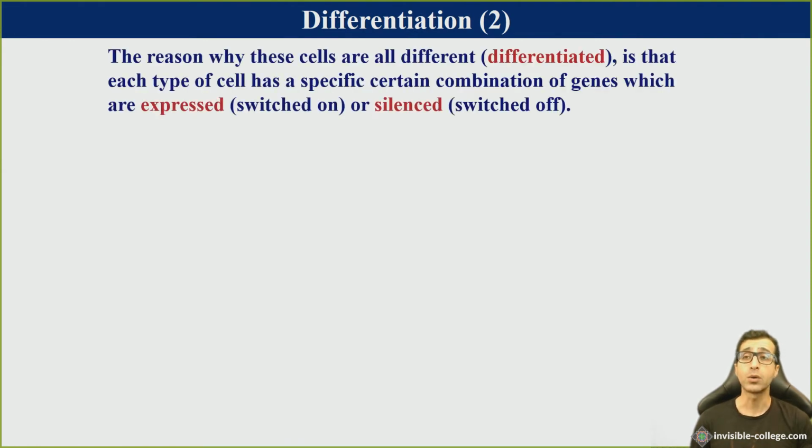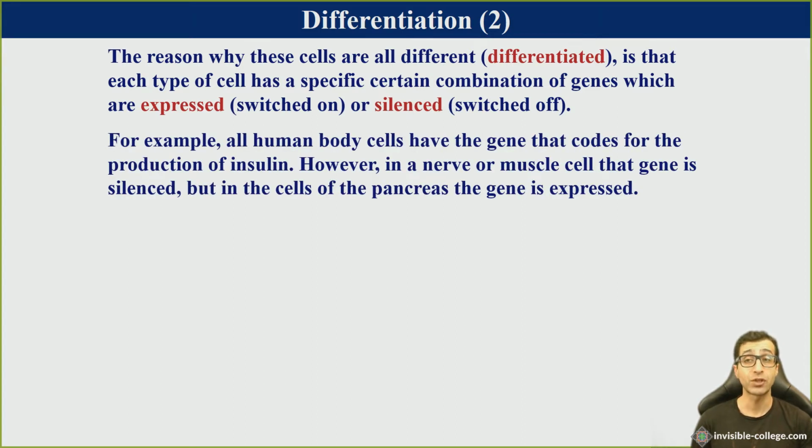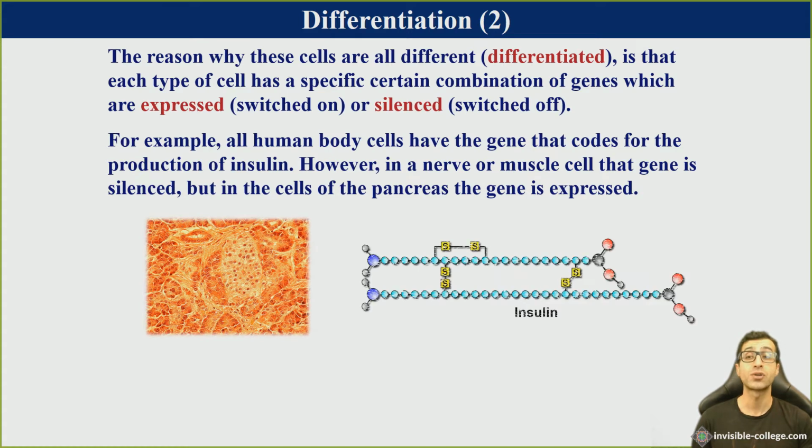Well, the reason why all of these cells are different, in other words, they are differentiated, is because each type of cell has a certain combination of genes which are expressed or switched on, and some others which are silenced or switched off. So for example, all human body cells have the genes which code for the production of insulin. However, in a nerve or a muscle cell, that gene is switched off because it's not relevant to the functioning of nerve or muscle cells. But in the cells of the pancreas, in the islets of Langerhans, that gene is switched on and expressed so that those cells then produce insulin.